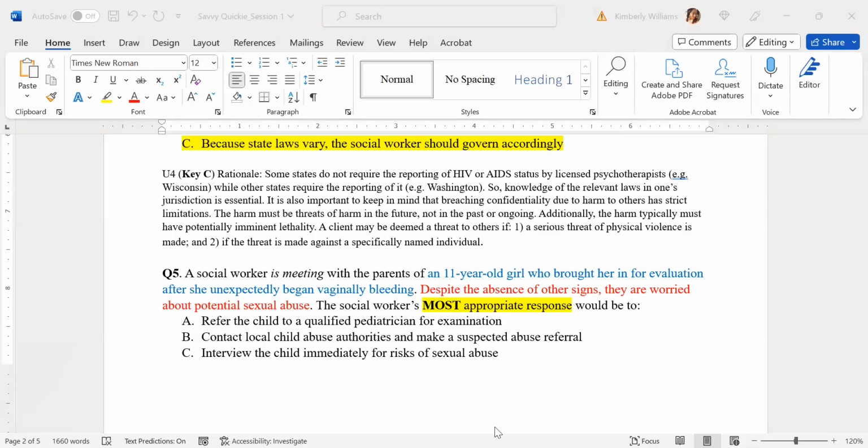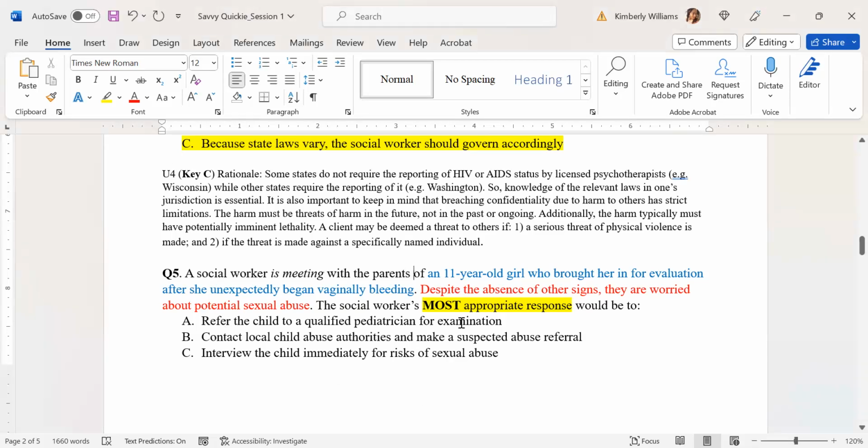A. Give me 1 second. I'm on the other screen and it's not letting me get over. Okay, so A is refer the child for a qualified pediatrician examination. It's not letting me get over on my screen.